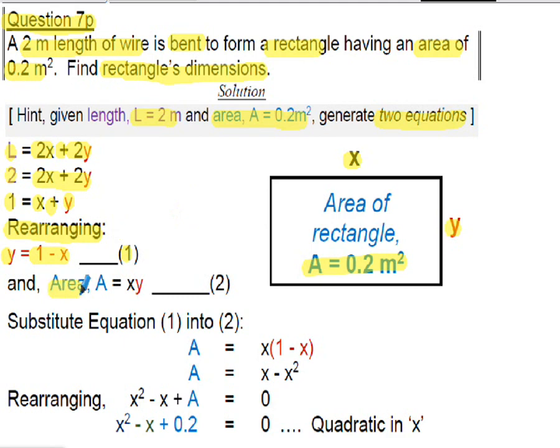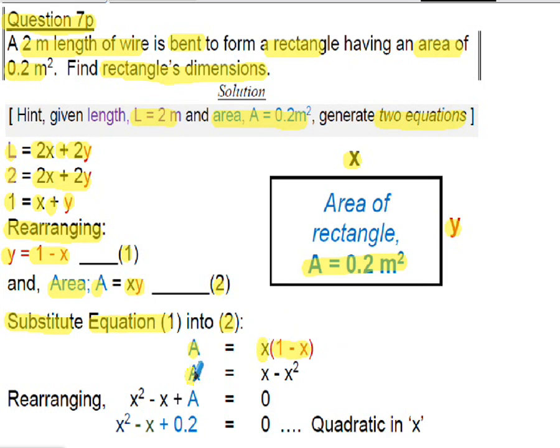Second equation is based on the area, which I've called A, and the area of a rectangle would simply be x multiplied by y using the notation in the sketch. Called that equation 2. So what I've generated here are two equations, both in x and y, which I can use to help me solve this particular problem. So what I do next is I substitute equation 1 above into equation 2. So the area is equal to x, and the y now from equation 1 is 1 minus x.